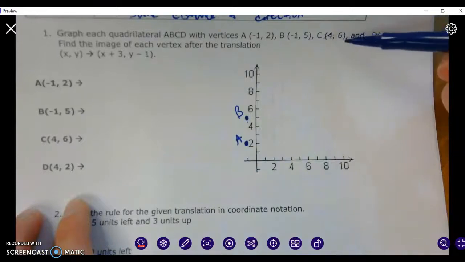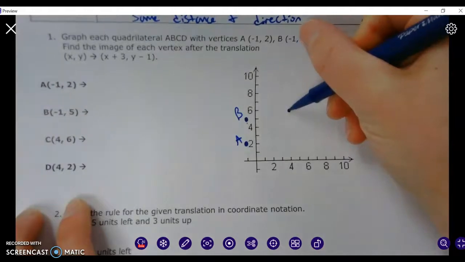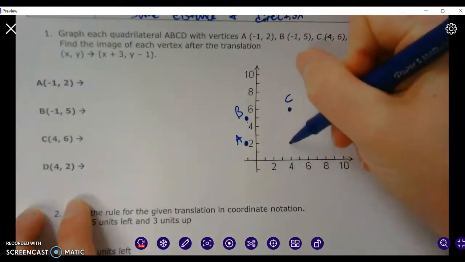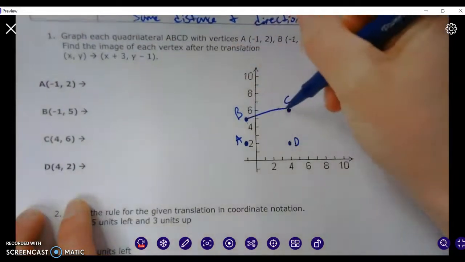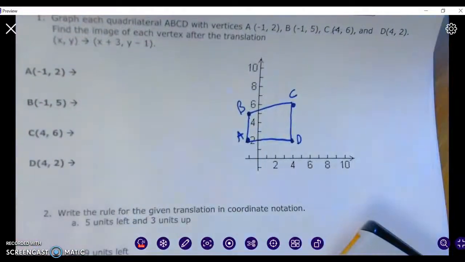Okay, C is at 4, 6. So go right 4 and up 6. Okay, and D is at 4, 2, so go right 4 and up 2. Okay, so that is our pre-image. Before we do anything with it, that is our original figure. Have I lost anyone yet? You good? Okay.